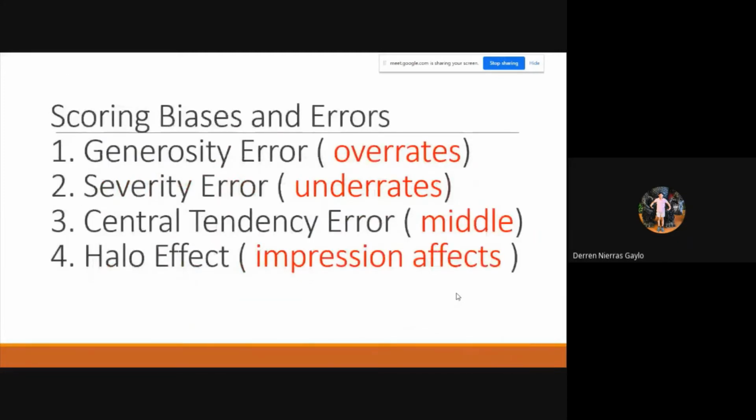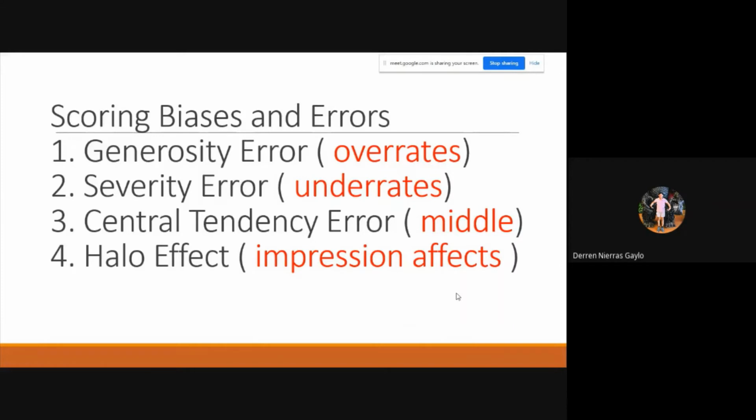But there are different scoring biases and errors that we have. One is generosity error. Usually we overrate. The student may underperform, but you still give a high grade. Example, if you have a rubric of 1, 2, 3, 4, and 5, and usually your scores are on the 5, the highest one.